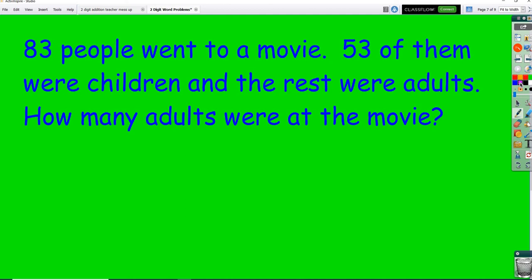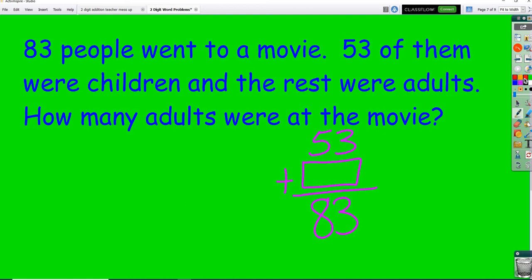Oh, this is another one of those missing pieces. So remember, there's 83 people all together. That's kind of the answer. And some of the people were kids, or children, and some were adults. It says 53 of them were children, and the missing part that we need to find out is the adults. So we're trying to figure out what would be missing from the math problem.